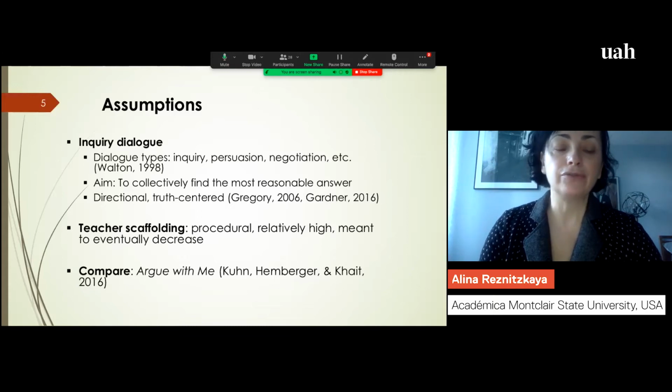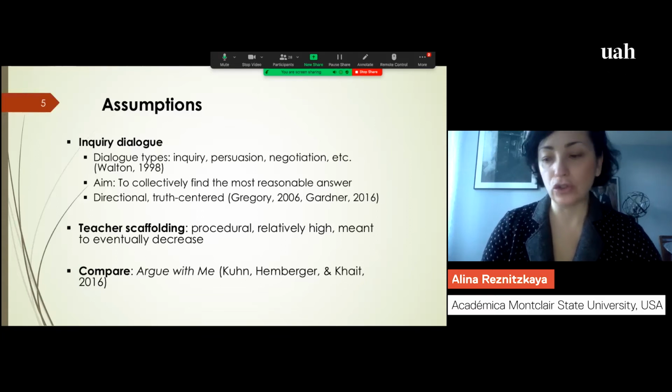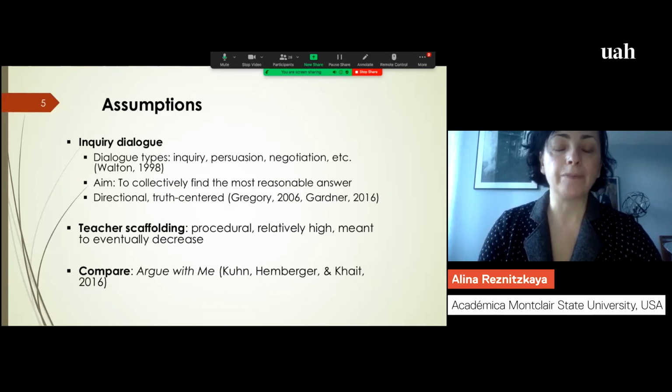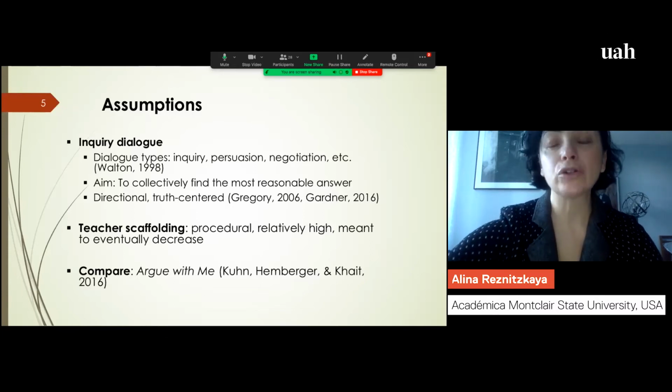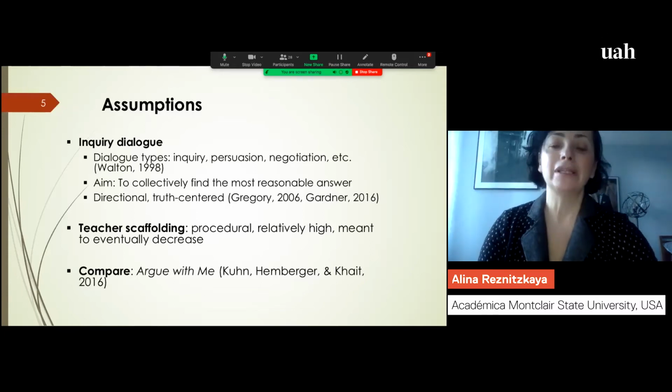So we spent a lot of time working with teachers to develop these new strategies of scaffolding student talk. We also expected that teacher scaffolding, teacher intervention during the discussion, would be relatively high at the beginning, because we know from the literature that students don't possess argumentation skills. They do possess them, but there's definitely a lot of room for improvement. Students do know how to argue, but they don't know how to argue well.